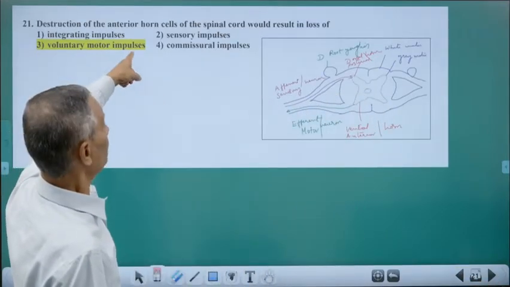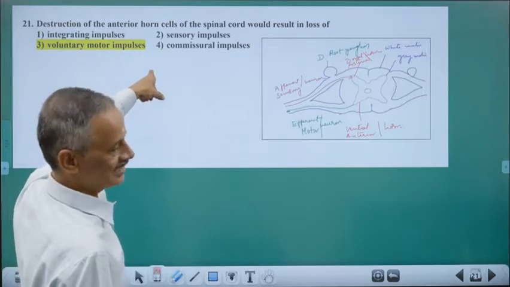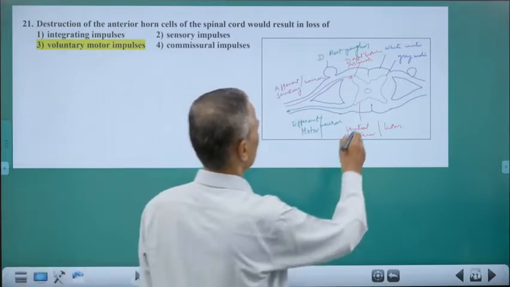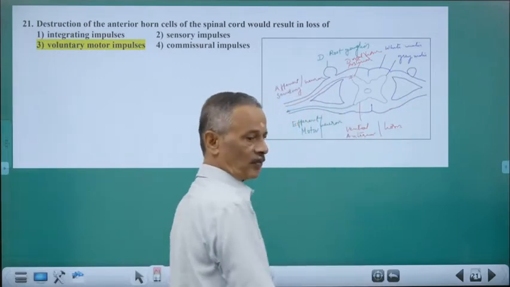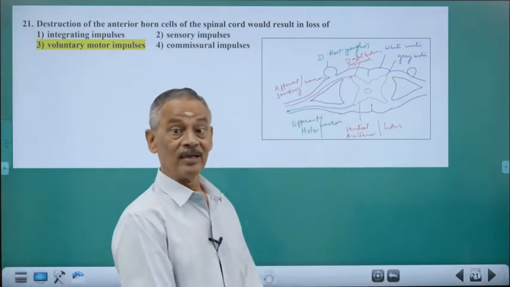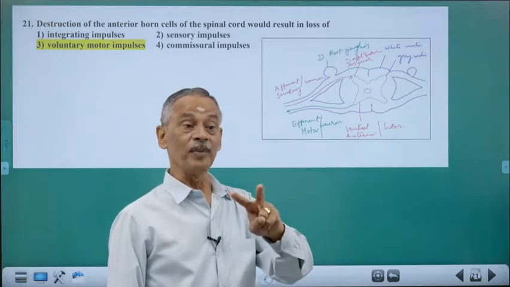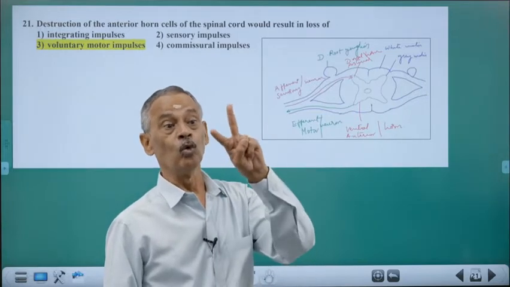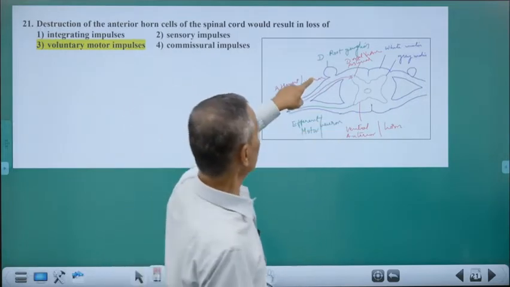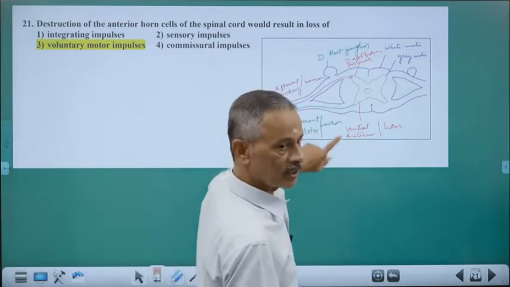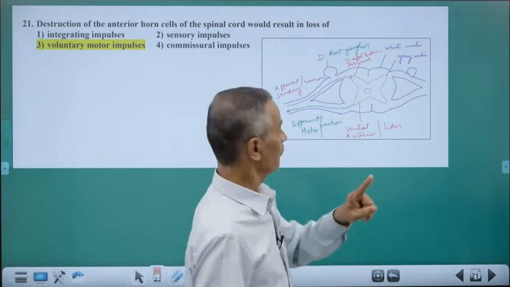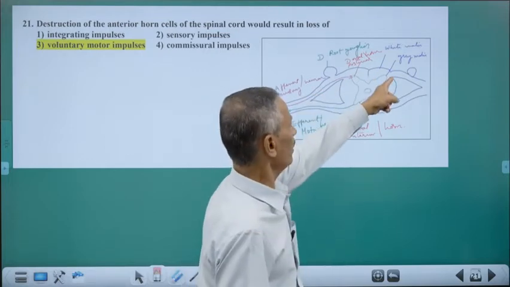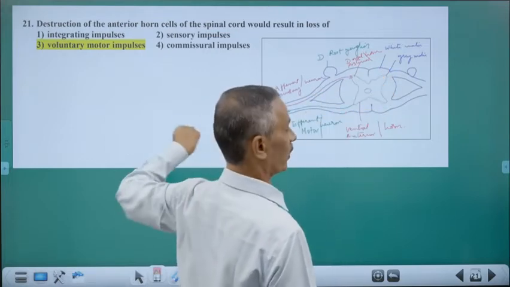Destruction of the anterior horn. It is not in our books. See, this is the spinal cord. From the spinal cord, spinal nerves are coming. Each spinal nerve arises from 2 roots, a dorsal root and a ventral root. Remember, all our spinal nerves are mixed. You have an afferent, that is sensory, and an efferent part.